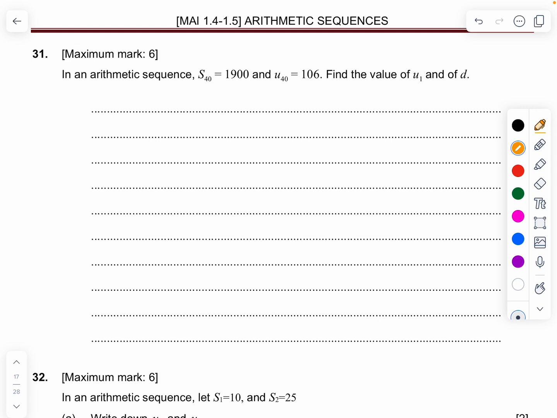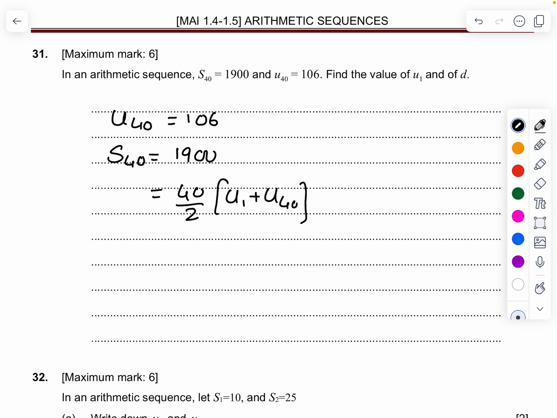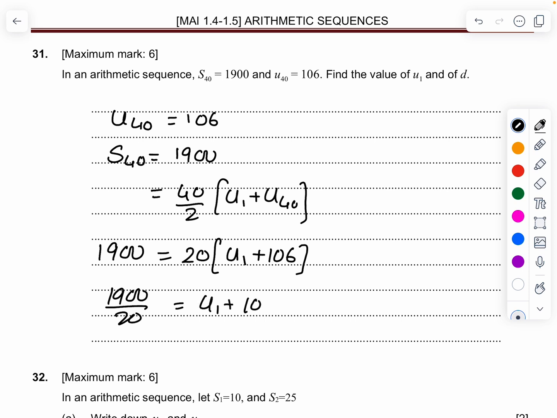Question number 31. In an arithmetic sequence, S40 equals 1900, U40 equals 106. Find the values of U1 and D. S40 means 40 upon 2 times first term plus last term. So 1900 equals 20 times first term, which we don't know, plus the 40th term, 106. So 1900 divided by 20 equals U1 plus 106.